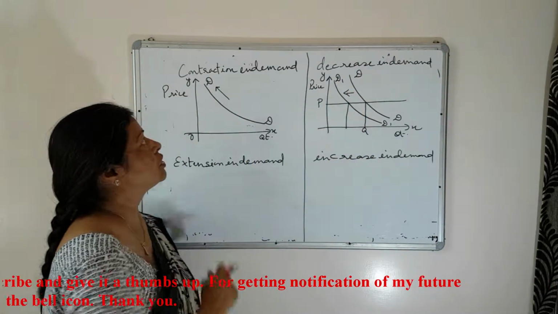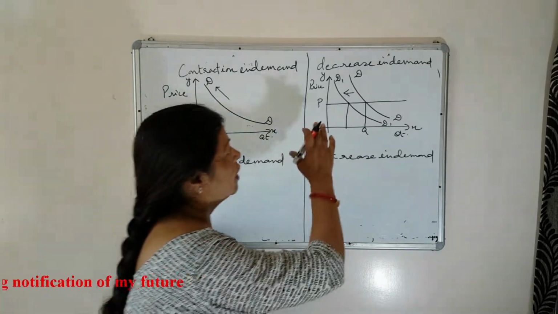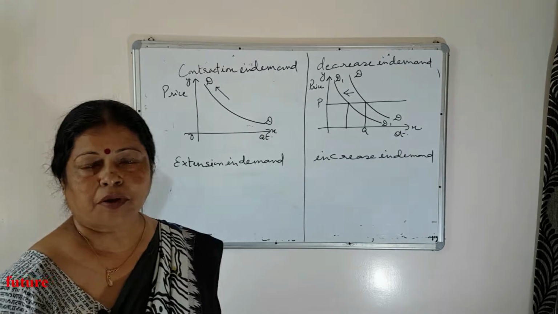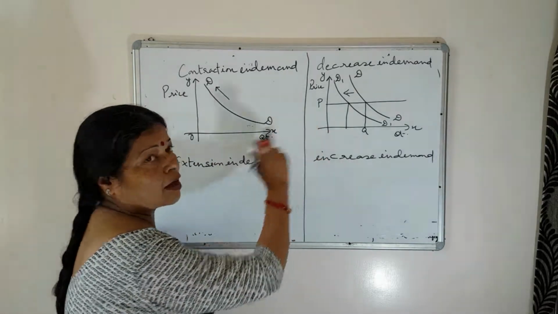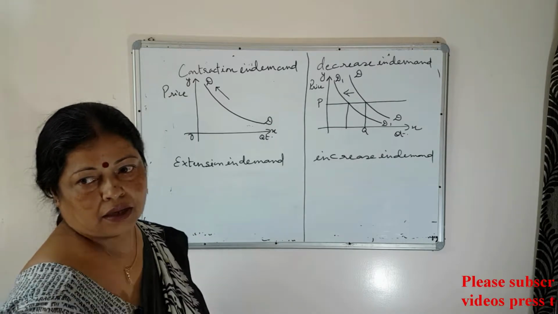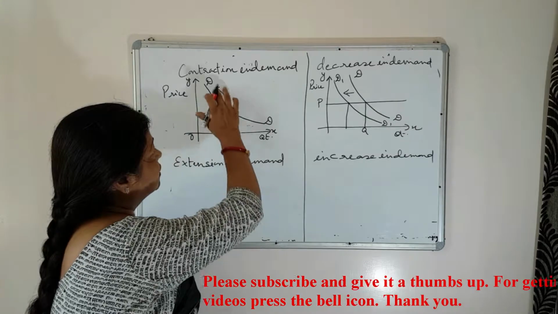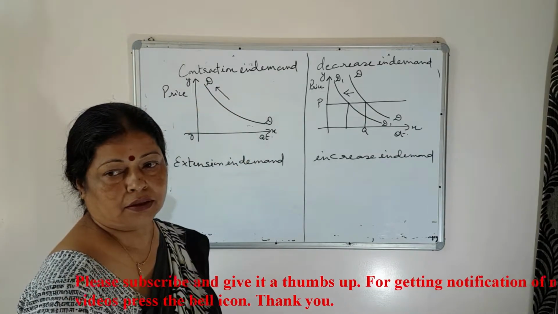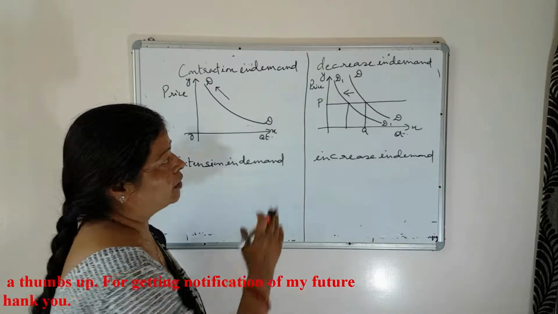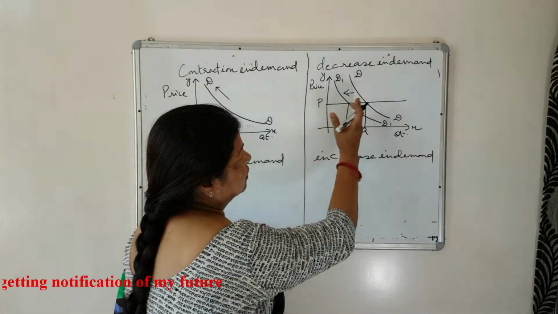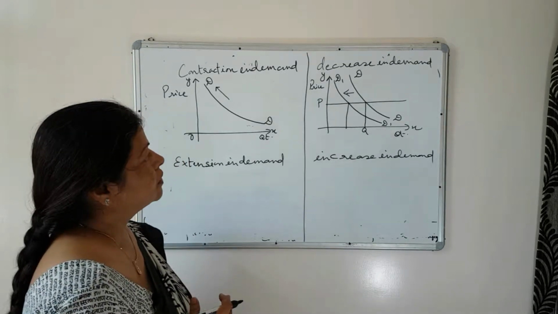So if this question is asked that what is the difference between contraction in demand and decrease in demand, your diagram is the same, you only have to differentiate in these two diagrams. Here you can see that the upward movement is known as contraction in demand. Here you can write that the leftward shift is known as decrease in demand.